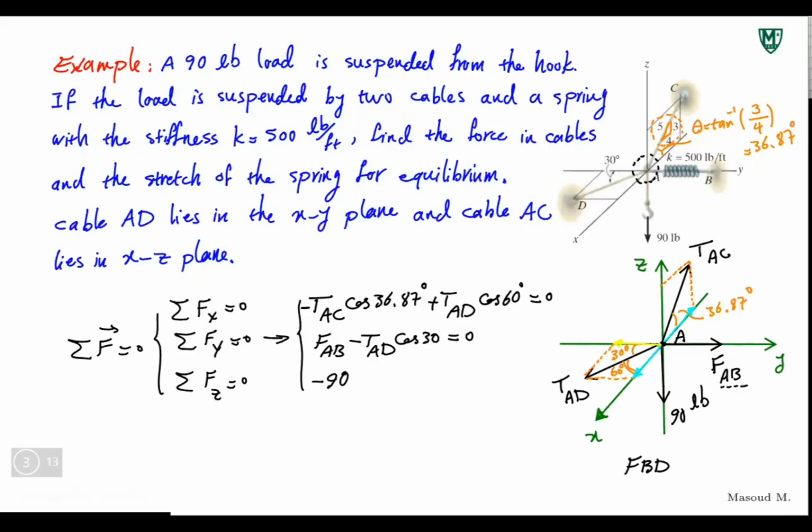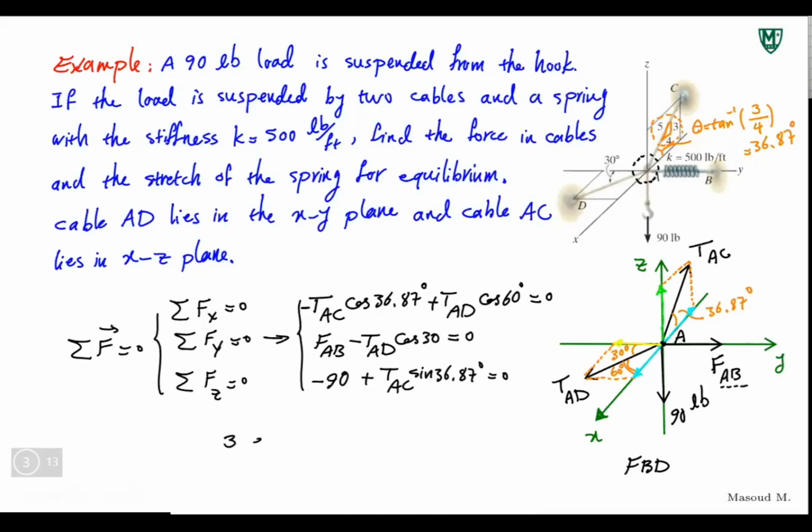What other force has a component along z direction? TAC sine 36.87. Thank you, Richard. Yes, TAC sine 36.87 degrees, and it's positive because it's upward. Right? Don't get lost, folks. We are talking about this component here along z. That's pretty much it. That's all I have in z-axis.